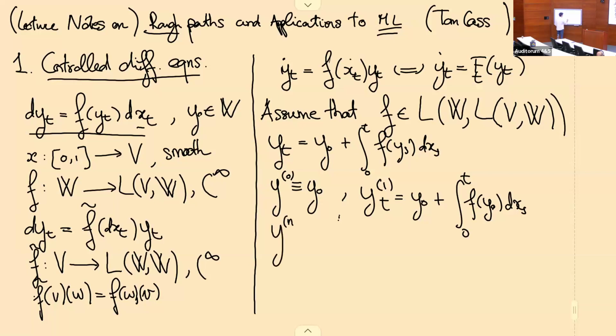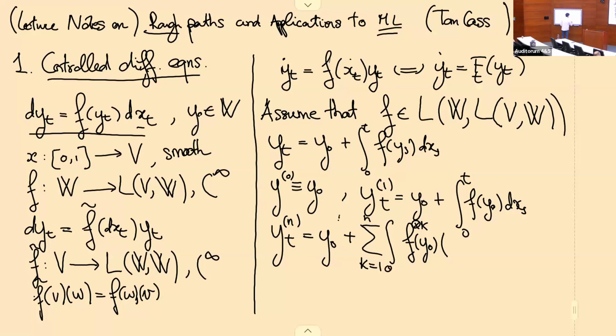Now, if you repeat this iteration n times, you will get the nth Picard iterate y_n(t), which will look something like this: y_0 plus the sum of the integral from 0 to t of a function f that I will denote by f tensor k. This sum runs from k equals 1 to n, of f tensor k of y_0, which I will define in a second. This is not a single integral. This is an iterated integral.